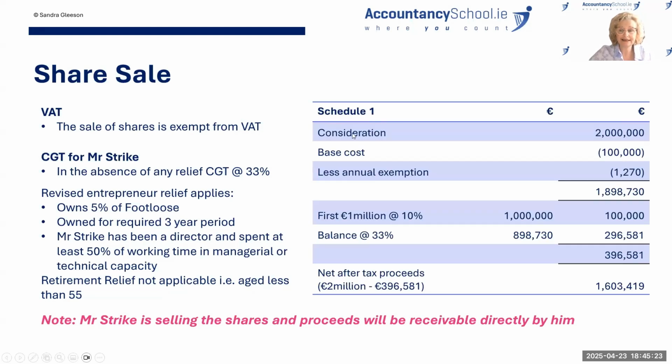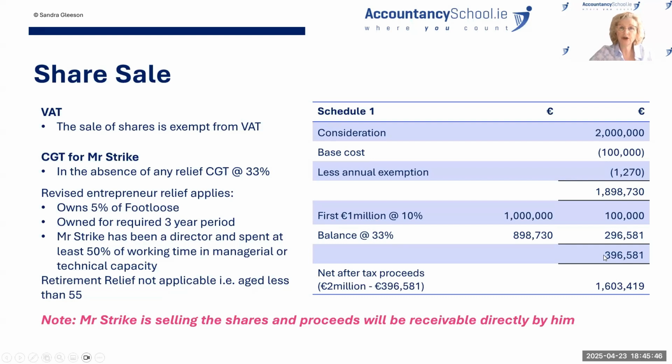And as far as our tax is concerned, we've got consideration, there's our 2 million, minus our base cost of 100,000, less your annual exemption, we've got nearly 1.9 million of a gain, of which 1 million is taxed at 10%, giving us 100,000 of CGT. And the balance then is taxed at 33%.